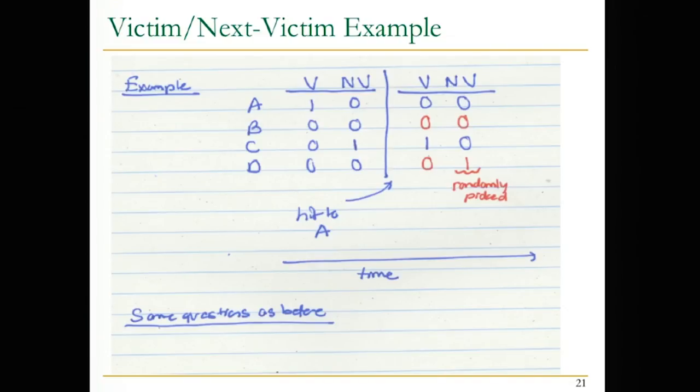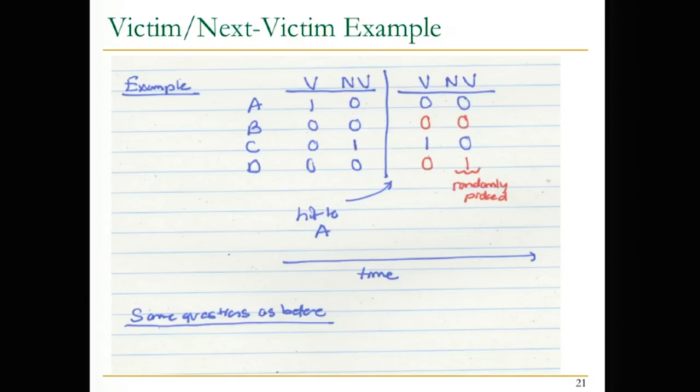In a four-way associative cache, the minimum number of bits to keep track of victim and next victim is how many? For victim, you need 2 bits as a pointer to which way. For next victim, you also need 2 bits. So the total number of bits is really 4 bits, right? In this case, I have 2 bits per block over here, which is 8 bits.